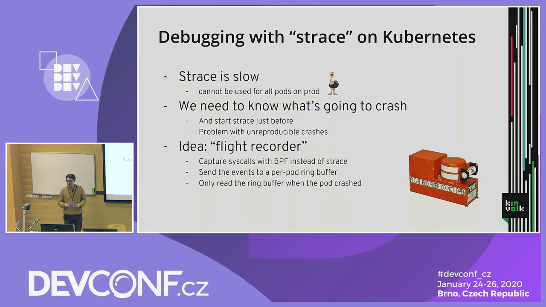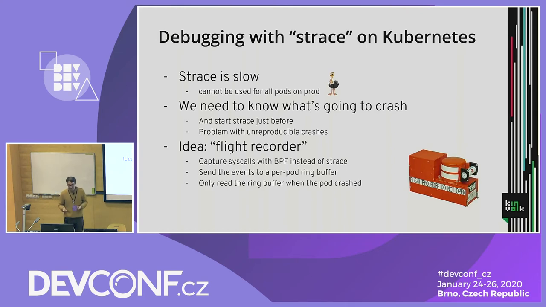I mentioned I really like strace, and I want to use that on Kubernetes. But it has some drawbacks that make it not possible to use it for all the pods all the time in production, because it's too slow and it's not really the use case to use it all the time. So if I use strace to debug something, I cannot use it on all the Kubernetes pods, but only on specific things I want to strace. And it's often difficult, because if something crashes, I don't know about it in advance. And once it crashes, it's too late to run the strace command, because the process is not there anymore.